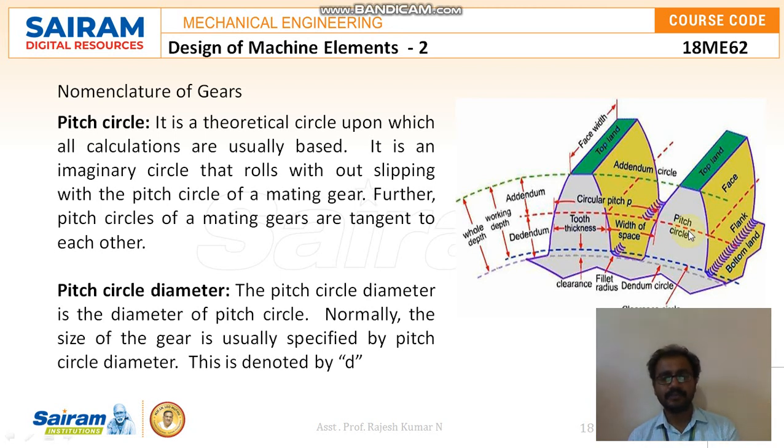Since it is an imaginary circle, we cannot say it will slip, and all those things will not be there. Even these pitch circles of the mating gears are tangent to each other. The next one is the pitch circle diameter, which is the diameter of the pitch circle. You can see that if you use the gear mix, that diameter is the pitch circle diameter, and it is usually denoted by small d.